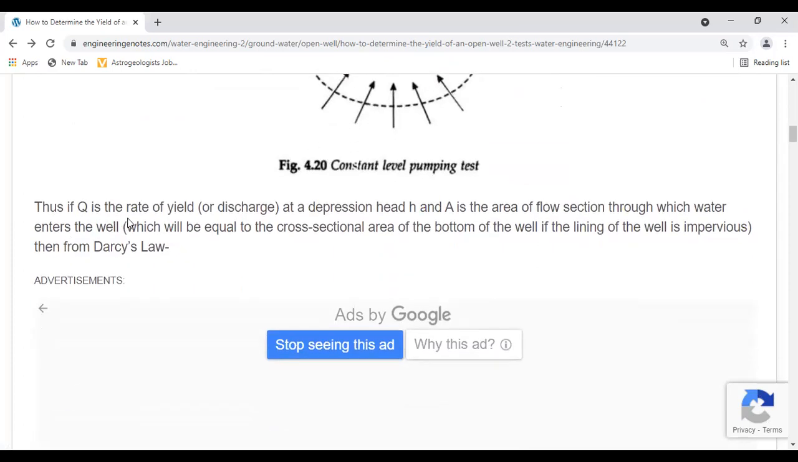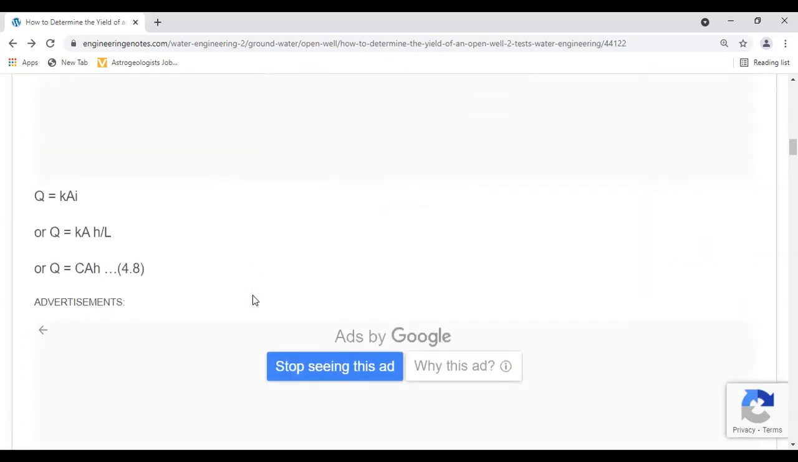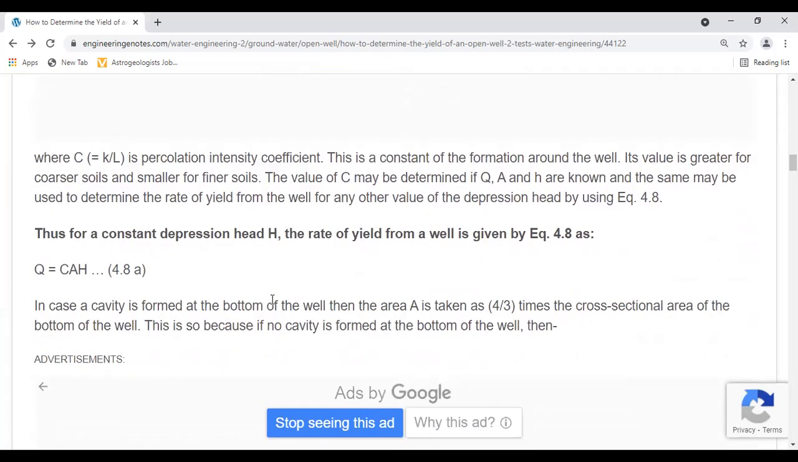Thus, if Q is the rate of yield or discharge at a depression head H, and A is the area of flow section through which water enters the well, which will be equal to the cross-sectional area of the bottom of the well, and if the lining of the well is impervious, then from Darcy's law, Q is equal to KAi, or Q is equal to KAH by L, or Q is equal to CAH. Here C is equal to K by L, the percolation intensity coefficient.